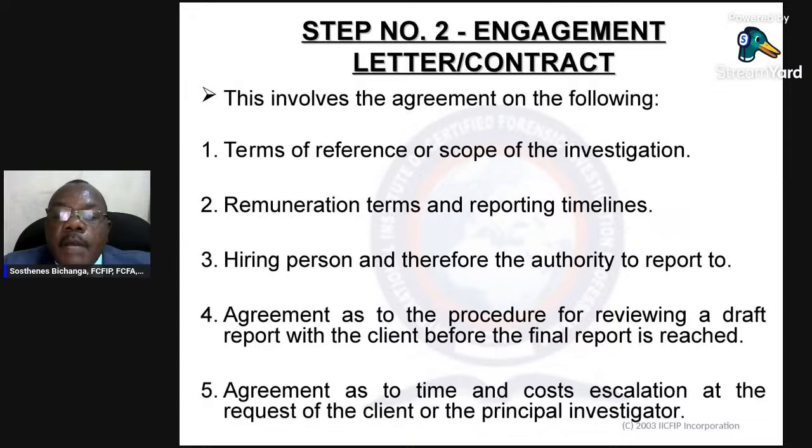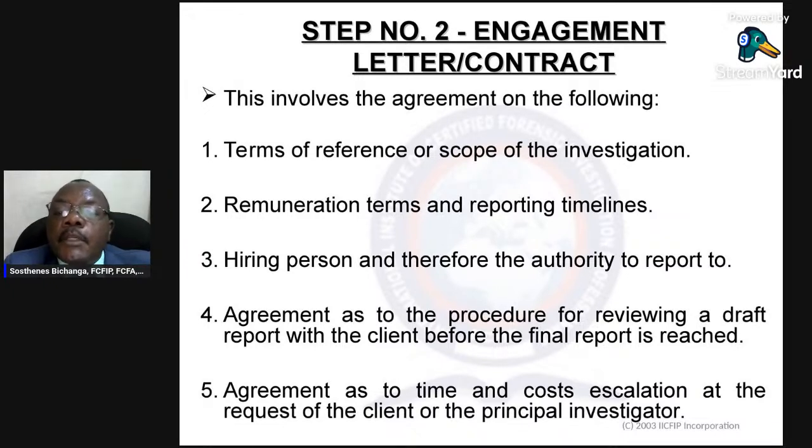And therefore, when we come down to the engagement contract or engagement letter, we are going to be able to give a quote that will be not over or under, that will exactly compensate us for our costs and give us some markup. Because as an investigator, you are in business. You cannot carry out an assignment just to break even. You have to remain with some margin.